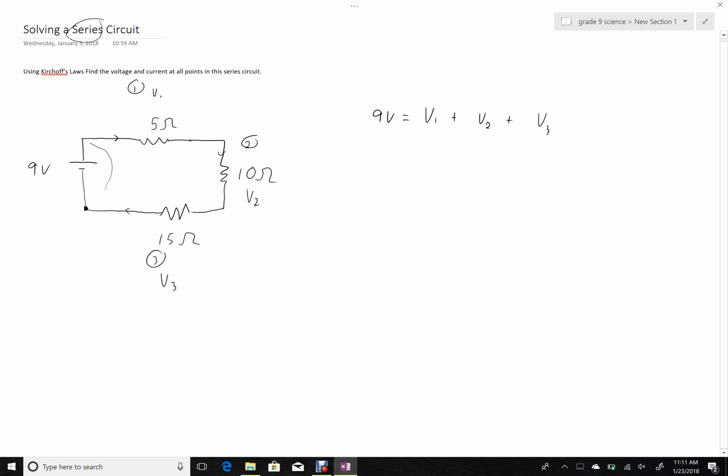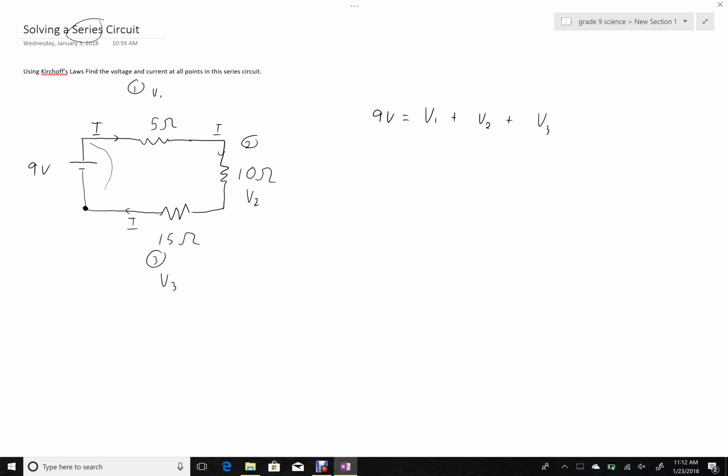So I don't know what V1, V2, and V3 are separately, but I know they all have to add to 9 volts so that I go up the same amount that I come down to get back to the point where I started. The secondary thing that I know, because it is a series circuit, is that the current at all locations must be the same. Those electrons don't have any different pathways to go down, so the amount flowing around in one location has to be the same as the amount flowing around in any other location.